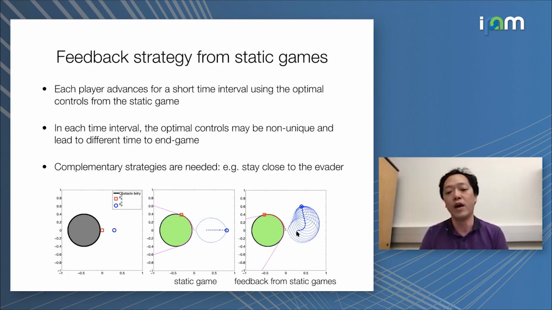But if you allow this feedback based on solutions to the static games, then you see that the blue guy actually knows it has to follow the red guy in some sense while keeping a distance. So that's solving a sequence of static games to provide feedback, to play the game for a longer time.